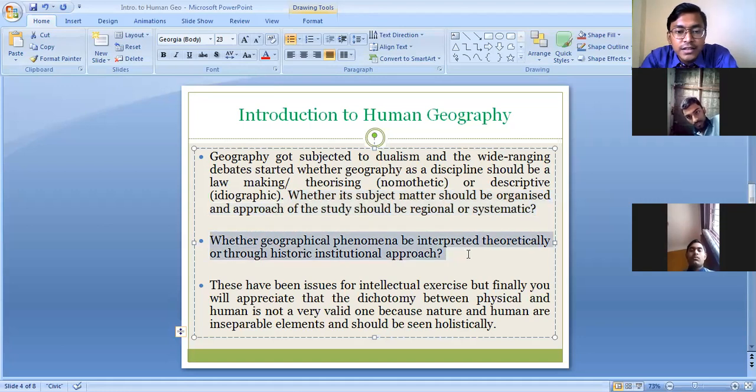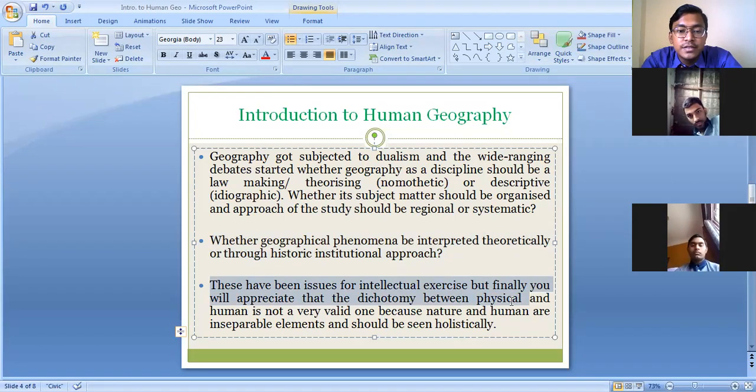So whether geographical phenomena should be interpreted theoretically or through a historic institutional approach, through the different experiences we have gathered in history. These have been issues for intellectual exercise, but finally you will appreciate that the dichotomy between physical and human is not a very valid one. Nature and human are inseparable elements and should be seen holistically.